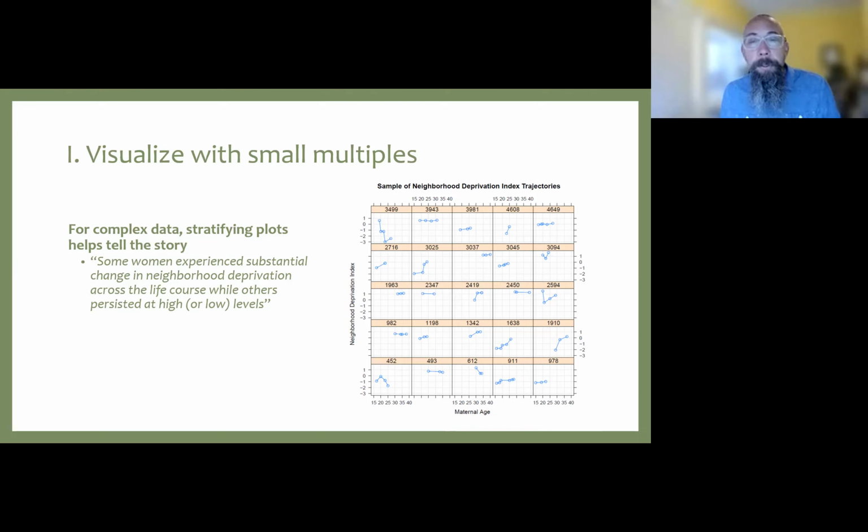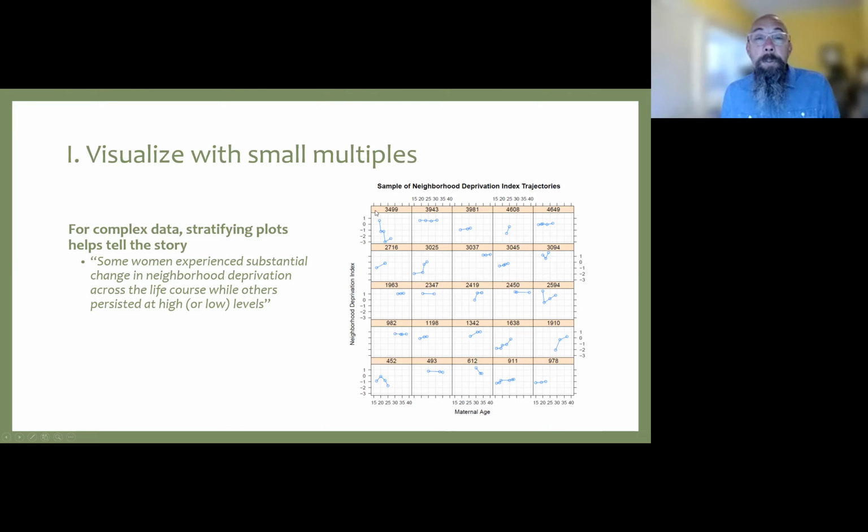So this is from a project I did a number of years ago, where we used a longitudinal data set of where women lived during pregnancy to measure their neighborhood deprivation. And what we wanted to know was their life course trajectory in terms of neighborhood. In other words, were they always in the same neighborhoods that had high deprivation? Were they always in the same neighborhoods that had low? Or were women upwardly mobile or downwardly mobile over the course of their life course? And this was one of our early steps.